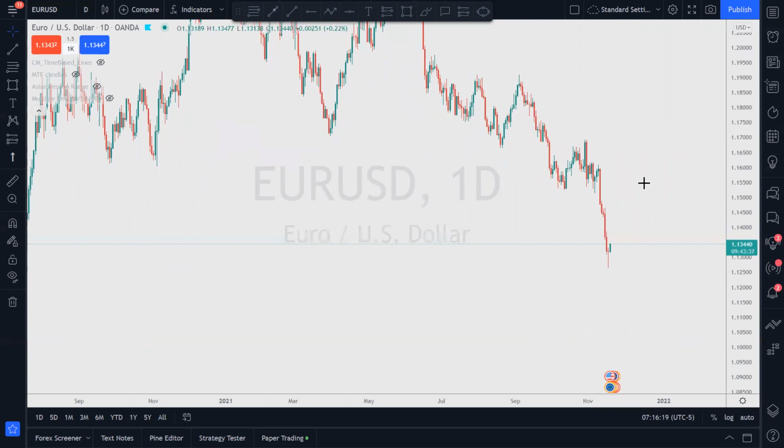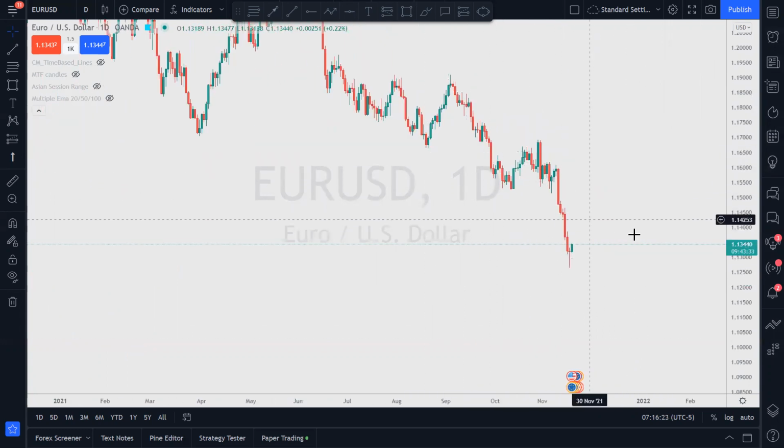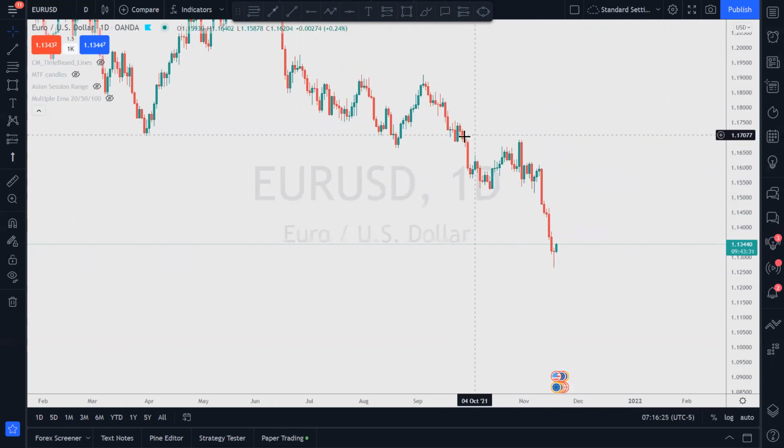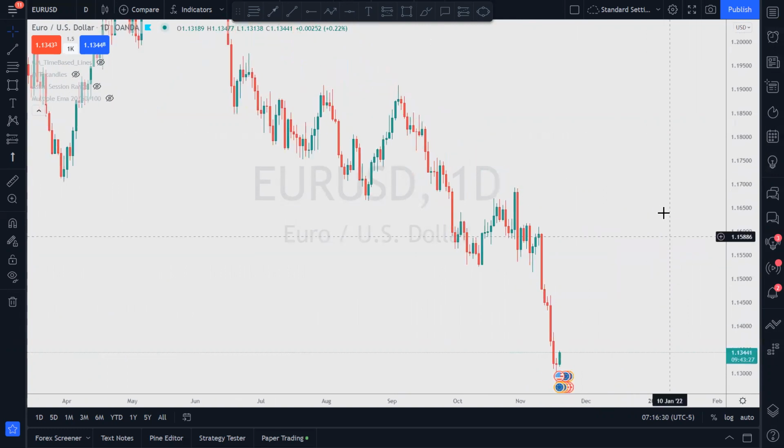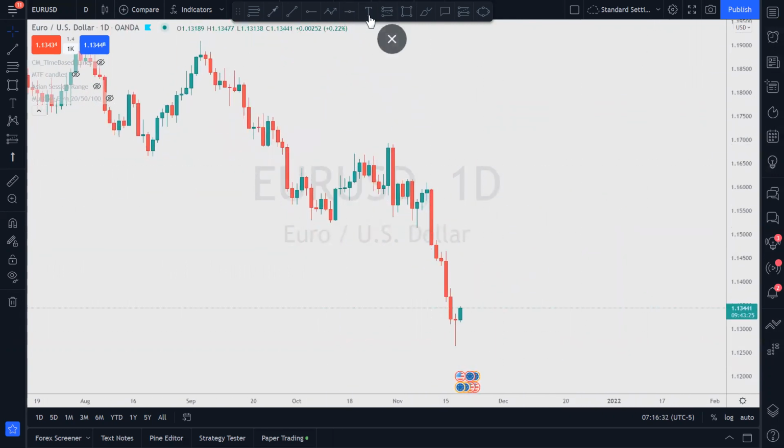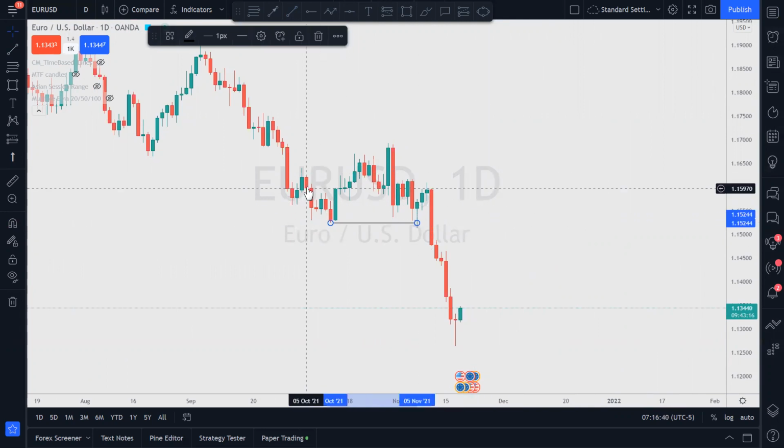I didn't keep all that up there because I don't need to. You don't need to have your chart cluttered. Okay, so after this break, this becomes important for me anyway. We're still on the daily. Let's bear that in mind. We had a break here, and then a lovely pullback for that lower high.